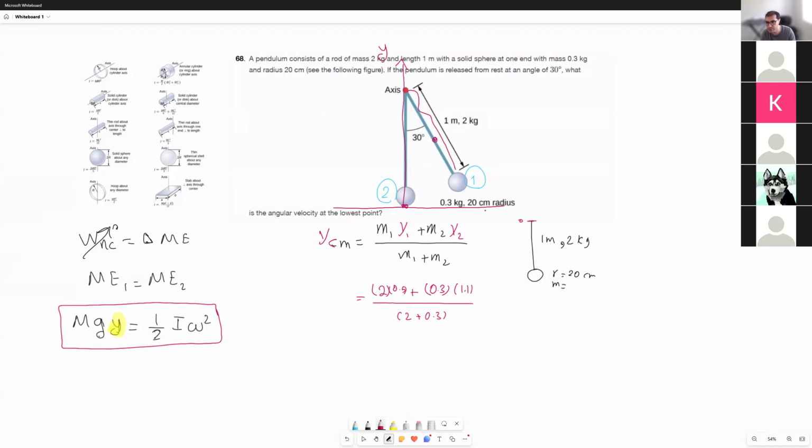Okay, we want to find out the center of mass of this thing. If you had only the rod, the center of mass of the rod would be exactly at its center. So this is the length of the rod. You divide it by 2. The position of it is going to be at the center. So 0.5. Why 0.5? Because it's 1 meter.